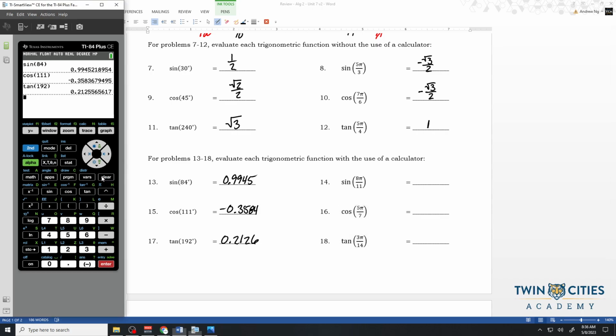So let's clear all this. And because these are in radians, again, I'm going to switch my mode. So I'm going to go to mode, go down to radian, enter. My calculator is now in radians, so I can clear the menu. Now, sine 8 pi over 11. So this will be 8 times pi, and then divide by 11. Close that off and enter. This will be 0.7557.